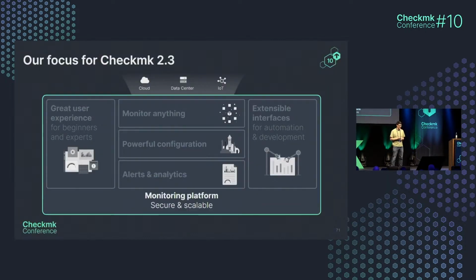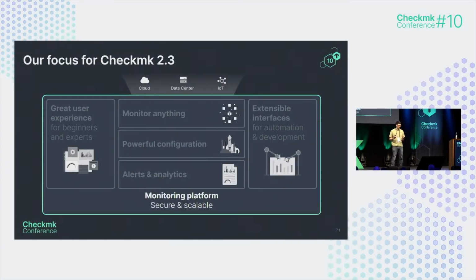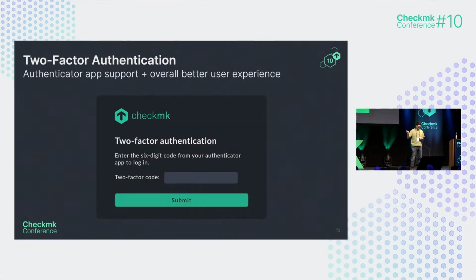The final piece to Checkmk is, of course, the underlying platform. We continuously strive to make it more secure and scalable. I think last year, or two years ago, we added two-factor authentication, and now we also added authenticator app support to make the two-factor authentication of Checkmk much more powerful. Such apps generate time-based one-time passwords, which you can now use, besides, for example, using UV keys as of today.